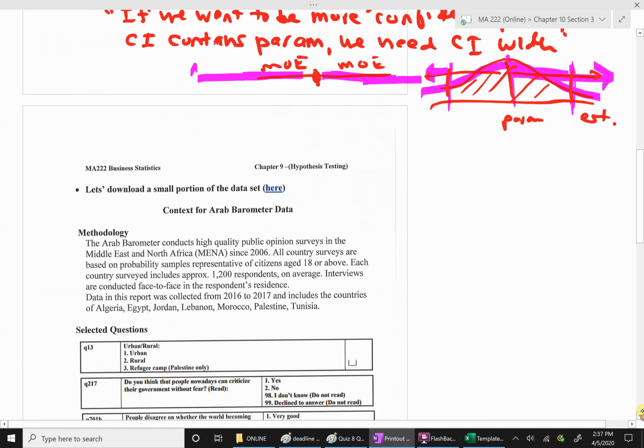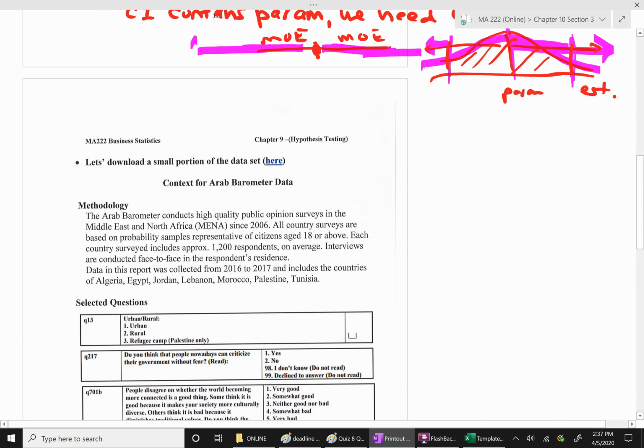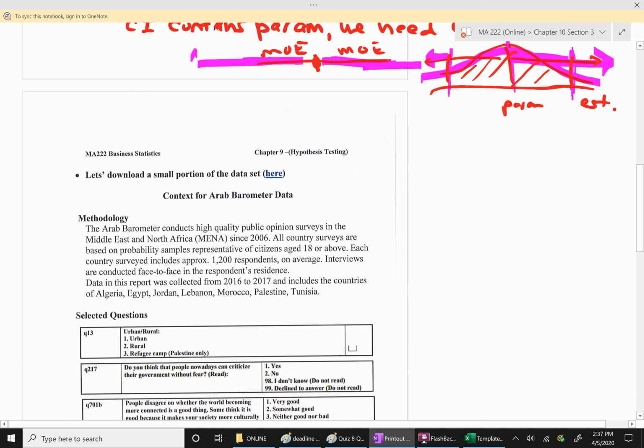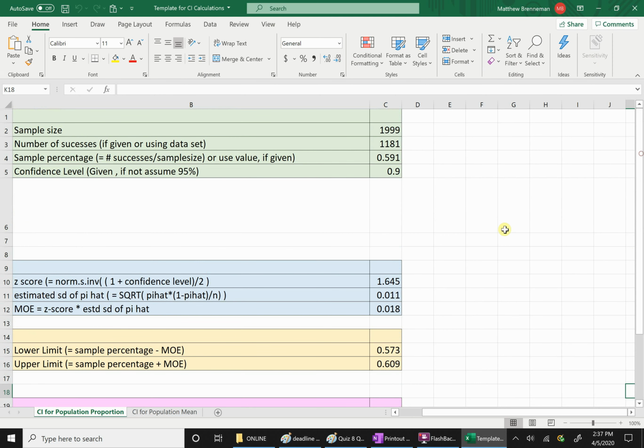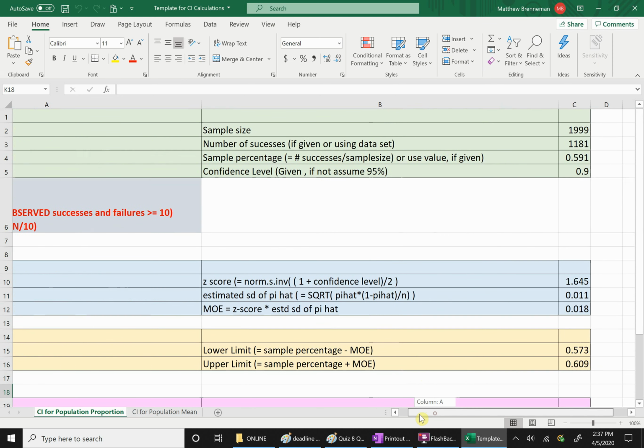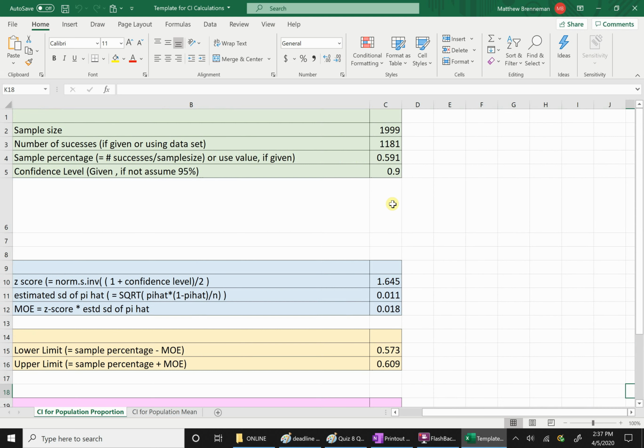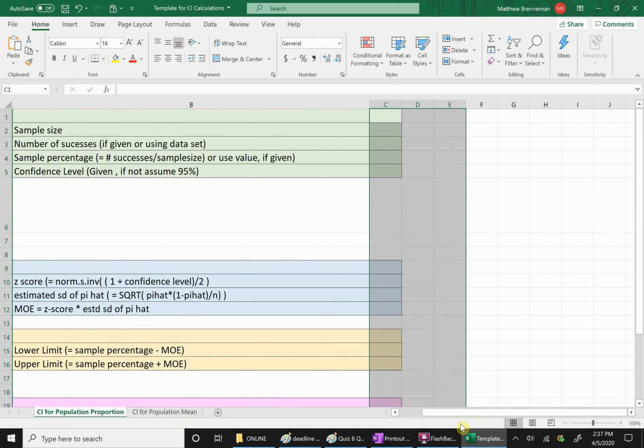What I want to do now is actually look at how we do this calculation in Excel. So I'm going to pull up a template, and I'm going to look at how we compute the confidence interval for the sample proportion. Okay. And I'm going to erase all this because we don't need this. And we're going to see how to put this together.